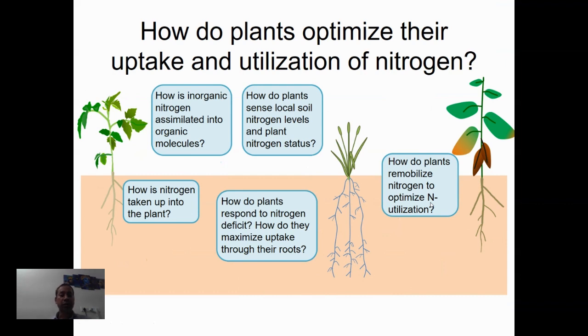Now there are very interesting questions. How do plants optimize their uptake and utilization of nitrogen? How is nitrogen taken up into the plants? How is inorganic nitrogen assimilated into organic molecules, such as the seeds and fruits we eat? So how are they converted from inorganic to organic molecules? We'll understand it. How do plants sense local soil nitrogen levels and plant nitrogen status? How do plants respond to nitrogen deficit? How do they maximize uptake through their roots? How do plants remobilize nitrogen to optimize nitrogen utilization? These are very interesting questions.